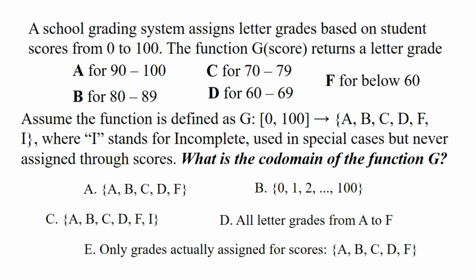A school grading system assigns letter grades based on student scores from 0 to 100. The function g(score) returns a letter grade: A for 90 to 100, B for 80 to 89, C for 70 to 79, D for 60 to 69, F for below 60. Assume the function is defined as g: [0, 100] → {A, B, C, D, F, I}, where I stands for incomplete, used in special cases but never assigned through scores. What is the codomain of the function g?